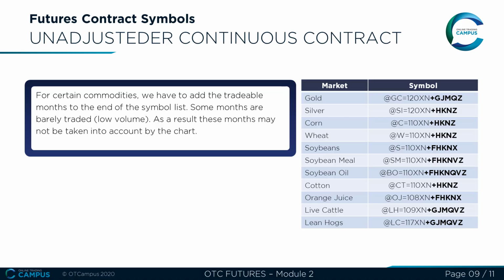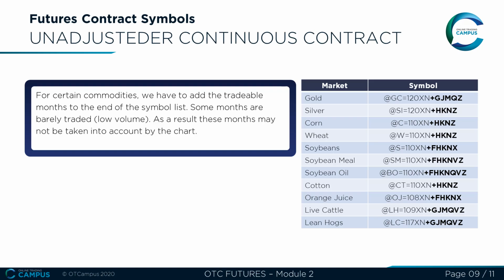For many markets, this symbol works fine because every month that the exchange offers for that commodity is a high volume month. However, there are some commodity futures that have contract months listed by the exchange, but they do not have enough volume to become a front month. I will address which of these markets are impacted in a minute. One of these markets is the soybean market. Using the symbol @S=110XN has a flaw during the trading year.